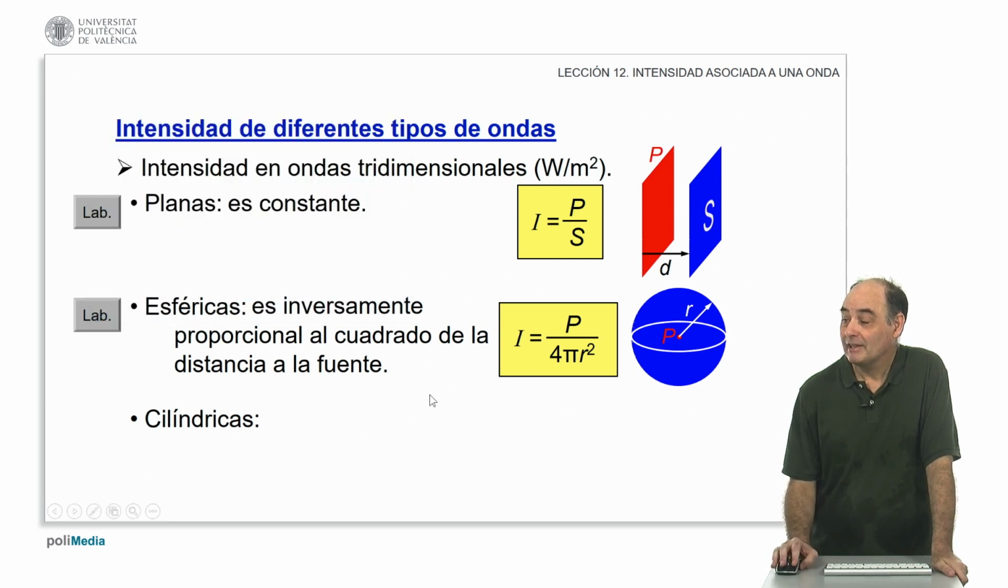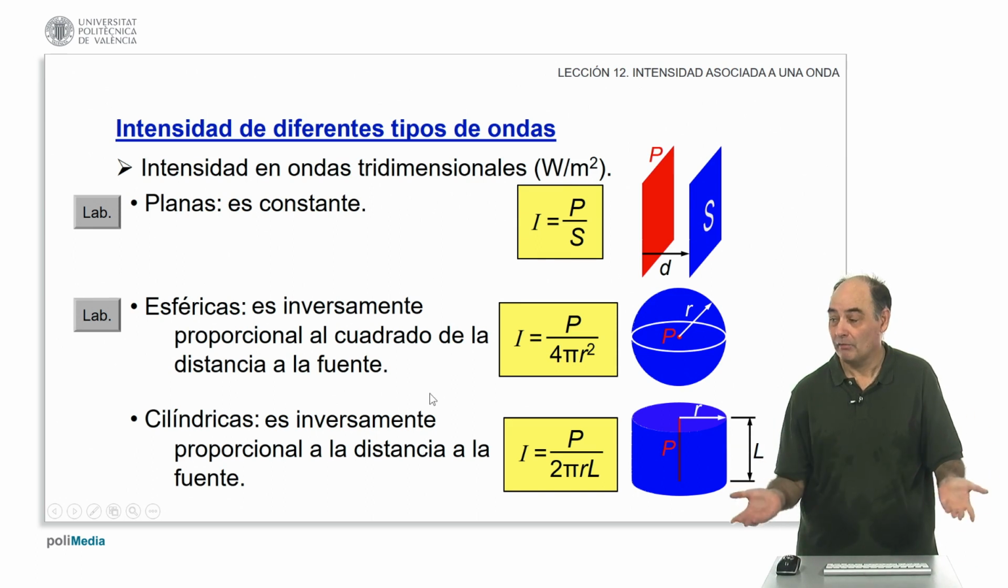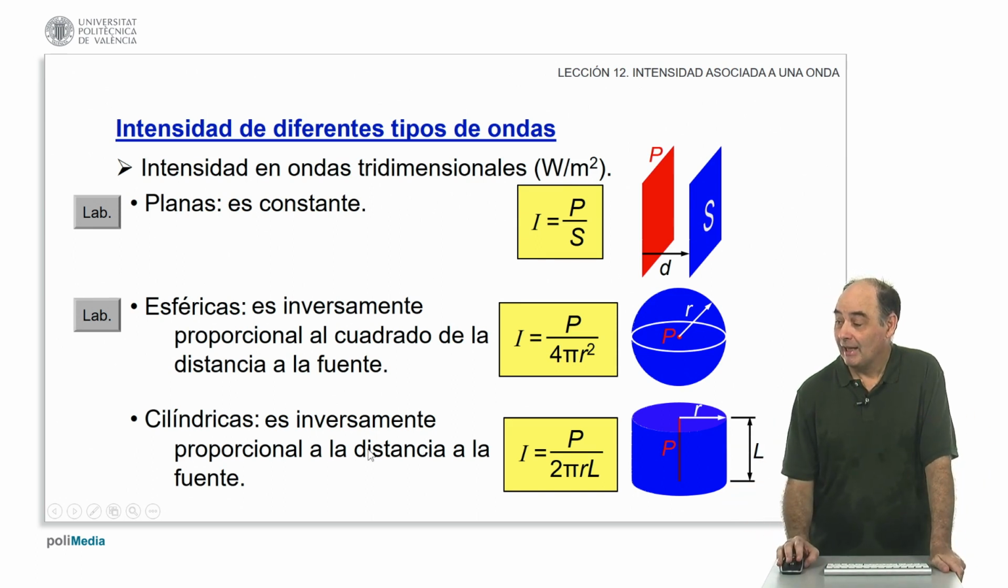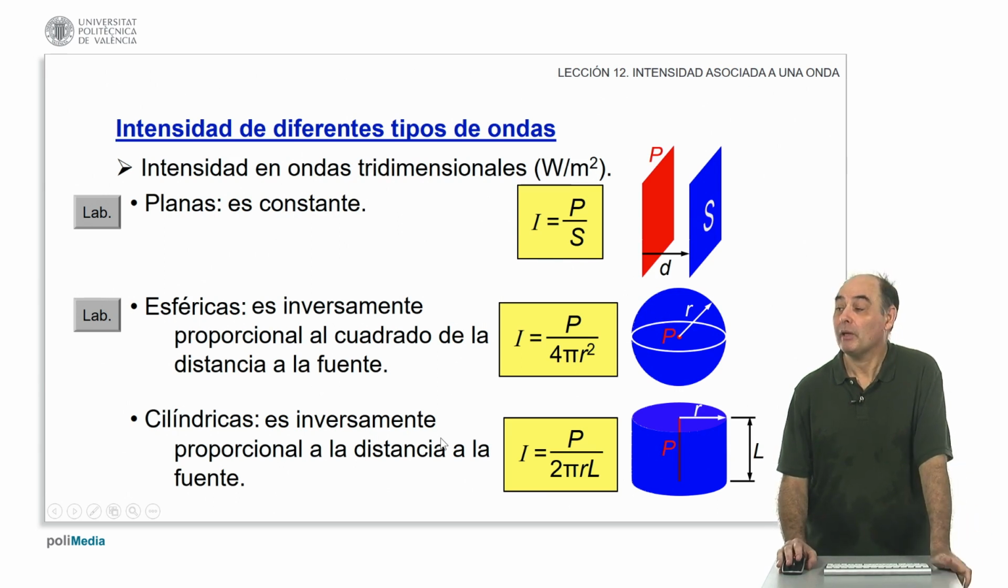In the case of cylindrical waves, as is the case of a fluorescent light tube, for example, emitting waves in the shape of a cylinder, we can see that the fronts would measure 2 pi r times L. Therefore, the intensity decreases with distance, not with its square. So as we can see, the propagation dimension and the shape of the fronts are relevant.